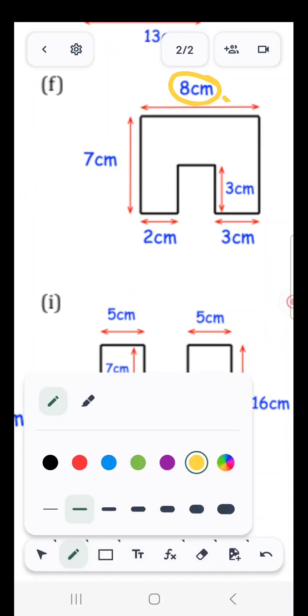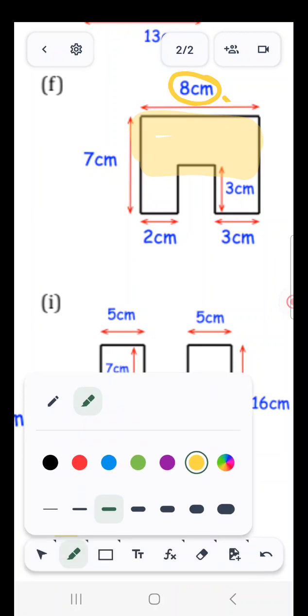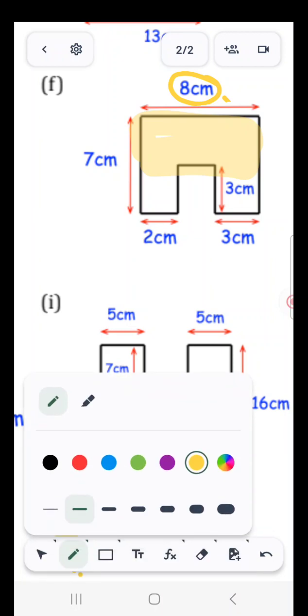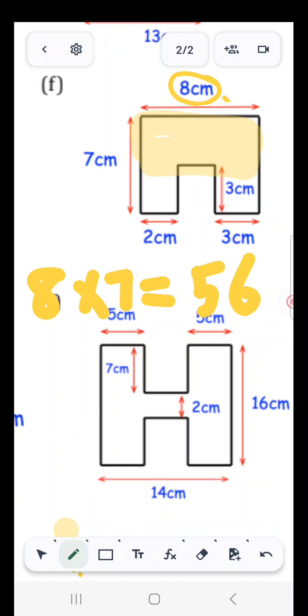Again, I can make this one yellow highlighted. Sorry, my yellow highlight went a little downside, but I hope you can understand it. Now I should be continuing with the question. Let me make the font a little thicker. 8 times 7 should be 56 centimeter square. You can also write centimeter square with it.